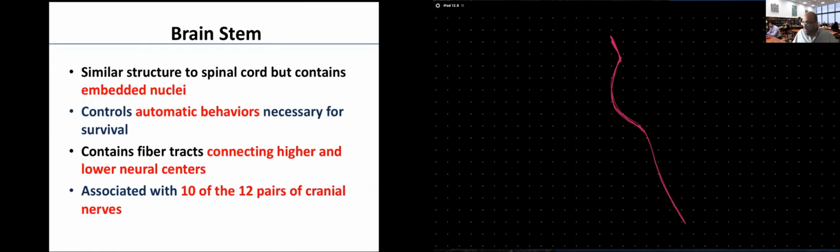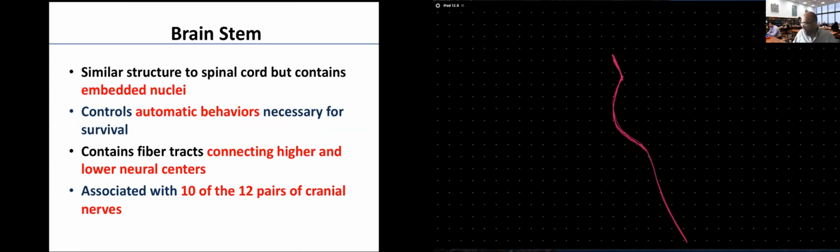The brainstem here first, it's going to be formed by embedded nuclei. It controls the automatic behaviors necessary for survival, regulation of blood pressure, respiratory rate. It's also going to be the pathway for the fibers that are traveling up and down, carrying signals towards and from the brain.